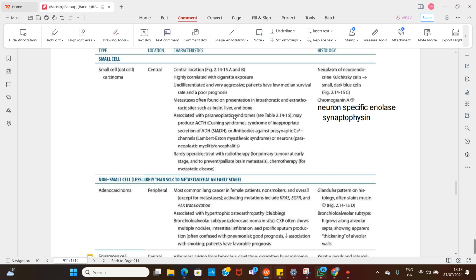Don't forget the A's. ACTH, ADH. So, ACTH producing tumor, small cell. ADH producing tumor, small cell. They can also have the Lambert-Eaton myasthenic syndrome, we know. So people having antibodies against the presynaptic calcium channels, having Lambert-Eaton.